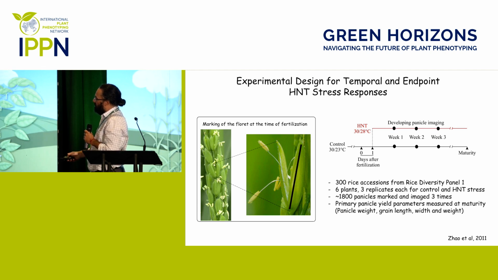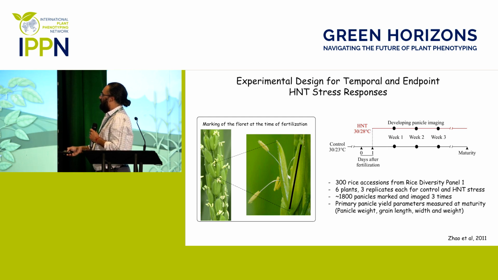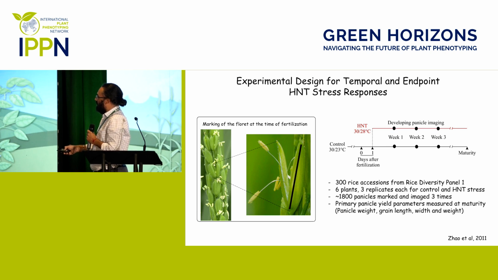Depending on when half of the primary panicle, which is the first panicle to emerge, is mostly flowering, we mark those panicles. We wait for a day, because that's the day when it's fertilized. Then we take a subset of our plants from that accession and continue to grow them in controlled conditions, and we also take the other part into a high night temperature greenhouse where they mature under that condition.